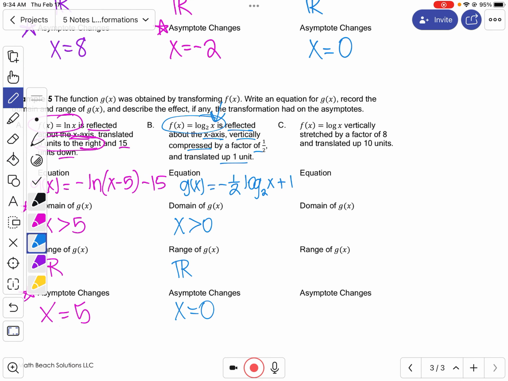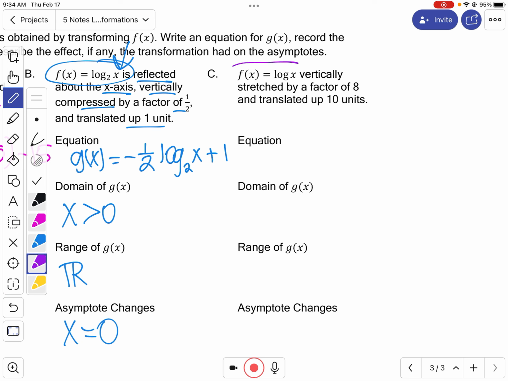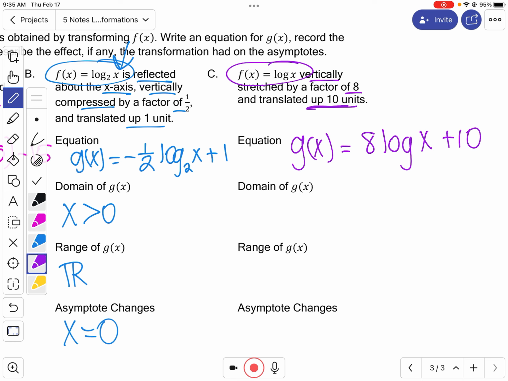All right, last one. Starting with common log of x, vertically stretched by 8 and up 10. So vertically stretched, that means that 8 needs to go in front. I have common log base 10 of x. There's no base there. And since there's no horizontal shift, no parentheses, but I need a plus 10 because I'm going up 10. Since there's no horizontal shift, x is greater than 0 for your domain, all real numbers for range, and that vertical asymptote stays at x equals 0.